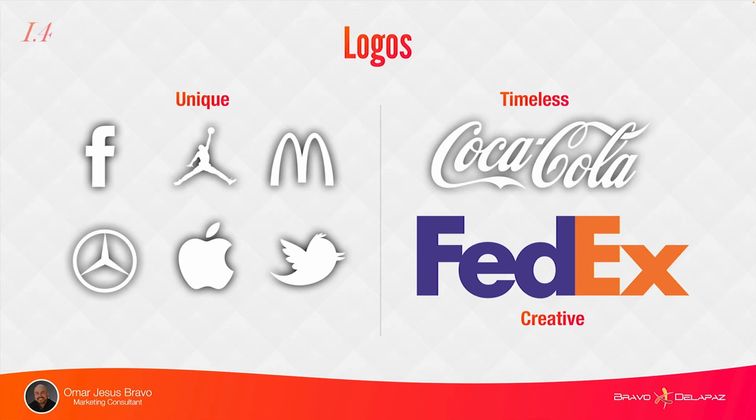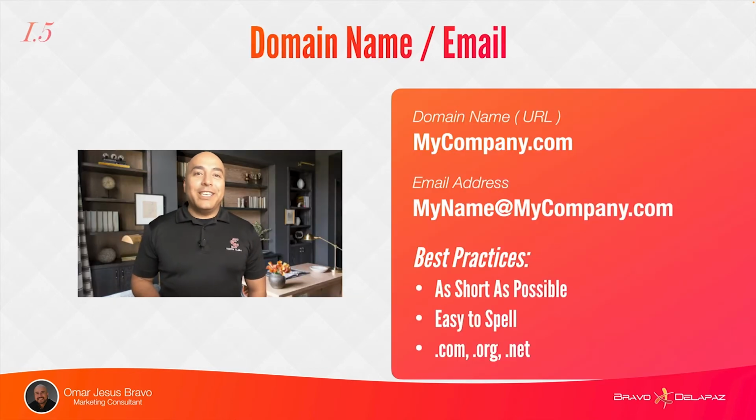Can't see the hidden arrow? Now you'll never be able to unsee it. Next up, you'll need to buy a short, easy-to-spell domain name for your website and professional email.